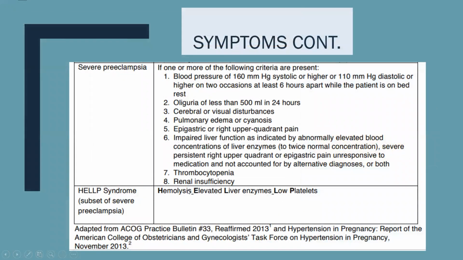Here are continuing symptoms, the rest of this. And then we also have hemolysis, elevated liver, low platelet, called HELP syndrome. And this is a subset. Some people with severe preeclampsia will move into this subset and some will not.